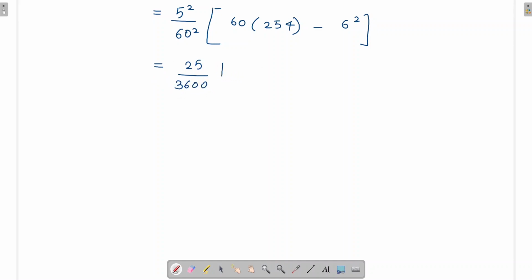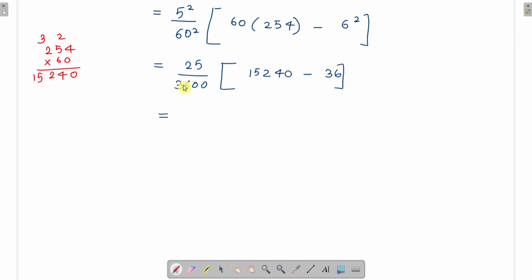Okay, into now 60 into 254, let us see. 254 into 60: 6 times 4 is 24, 6 times 5 is 30, plus 2 is 32, 6 times 2 is 12, plus 3 is 15, so 15240 minus 36, so this will be equal to, now let us see.